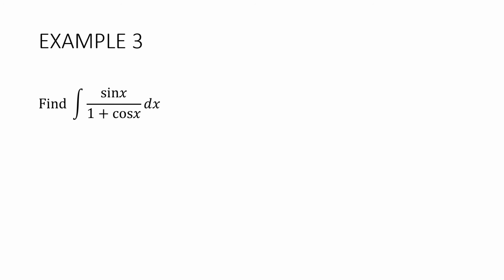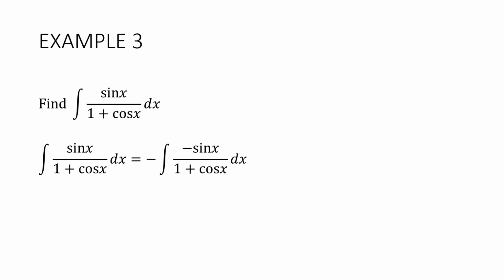Sine x is the derivative, or mostly the derivative, of the denominator, which means that we can use the reverse chain rule. We do need a negative because the derivative of 1 plus cos x is negative sine x, so let's adjust that. But now all we've got is log, so it's actually equal to negative ln of 1 plus cos x plus c.